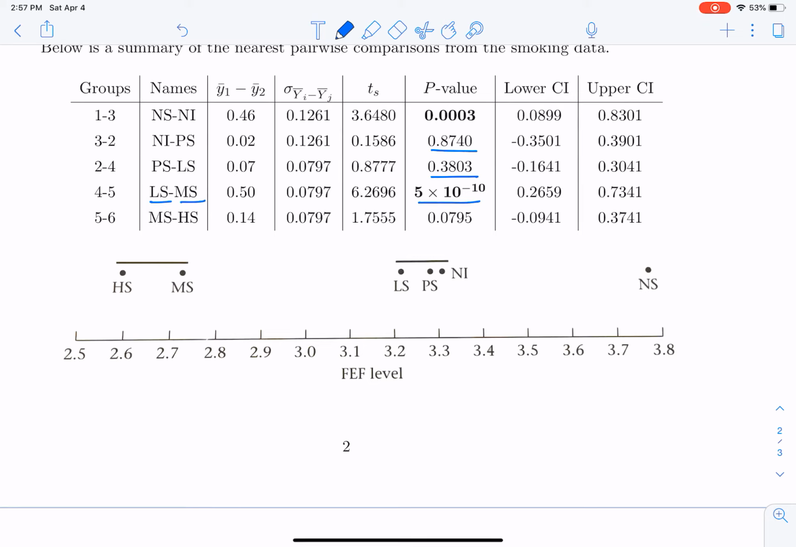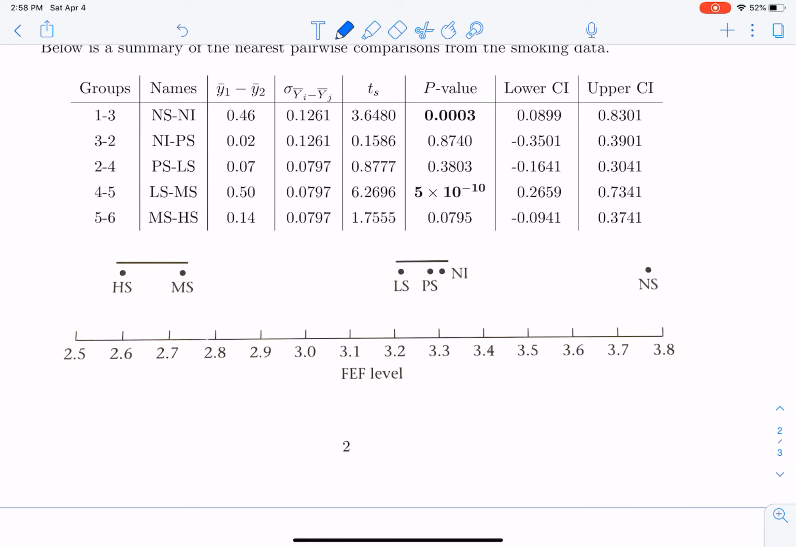And then it just misses short for the moderate smoking group and the heavy smoking group. There's not a statistically significant difference. The p-value is 0.0795. And what's nice is I can arrange these on the graph that you see below. What I've done is I've plotted the means for the heavy smoking group, moderate smoking group, etc., all the way down to the non-smoking group. And then you can see the differences between those groups.